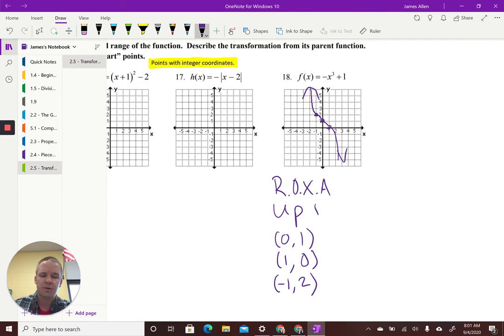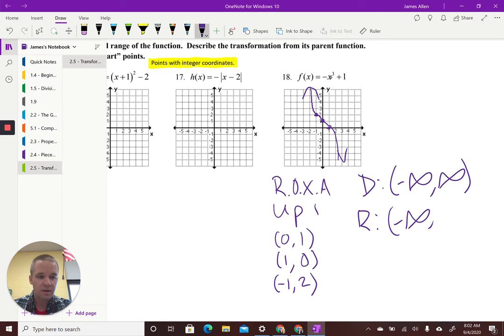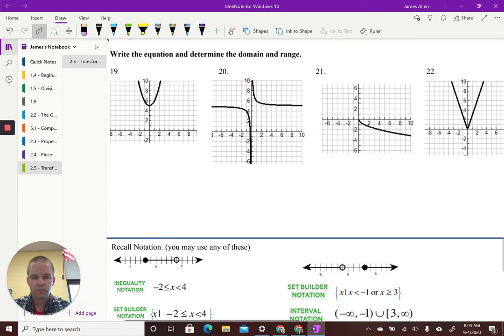All right, let's talk domain and range. Well, my domain is going to be, well, it never stops going to the left. It never stops going to the right. Negative infinity to infinity. And my range is the same. It never stops going down, never stops going up. Negative infinity to infinity. All real numbers for both. Wonderful. Fantastic. That was great.